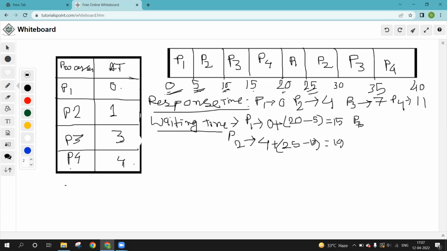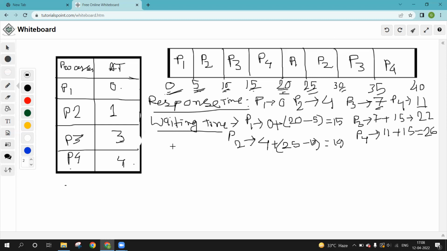For P3, the first waiting time is 7, plus for P3 again it started at 30 and it ended the first execution at 15. So 30 minus 15 is 15. So 15 plus 7, this is 22. And for P4, the first waiting time or response time is 11, and when it ended its first execution, this is 20, and for the second time it started at 35. So 35 minus 20 is 15. 15 plus 11, this is 26.